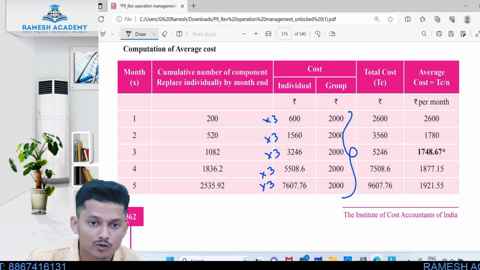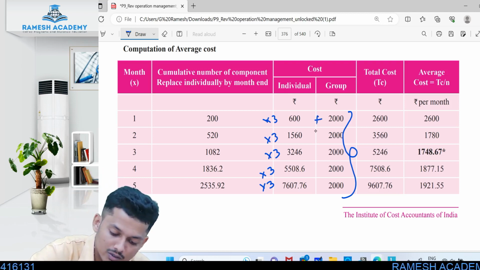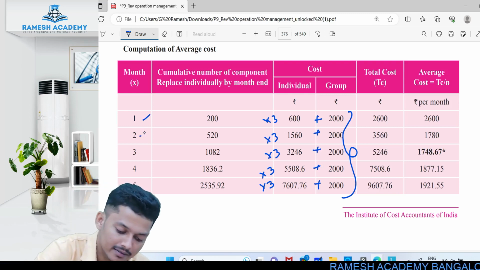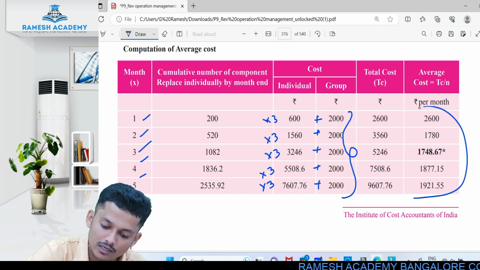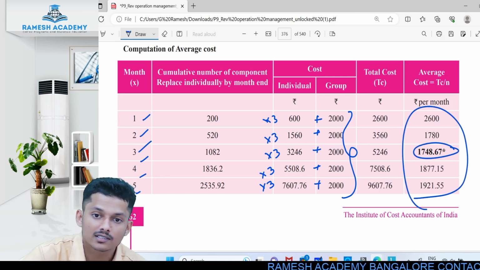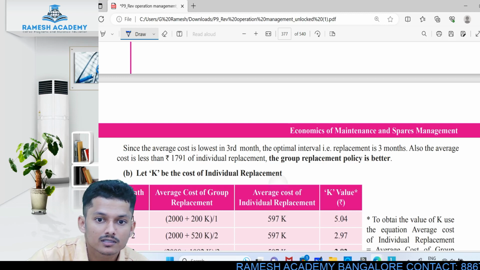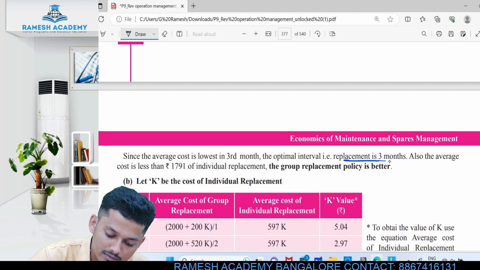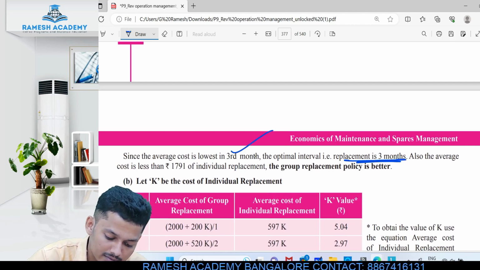And the group they gave total, that is 2000. Now total, add these two, then divide by n months, you will get the total, and whichever is the less, this is the less. So that means you have to take this. So group elementary policy is better, no? Replacement is 3 months only, that is the third month.